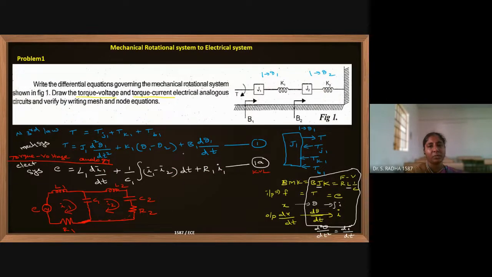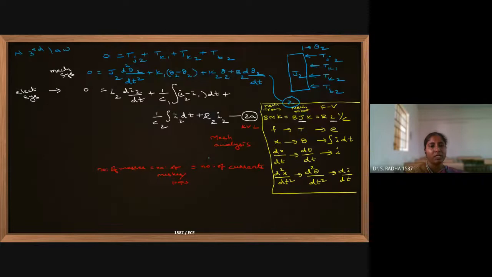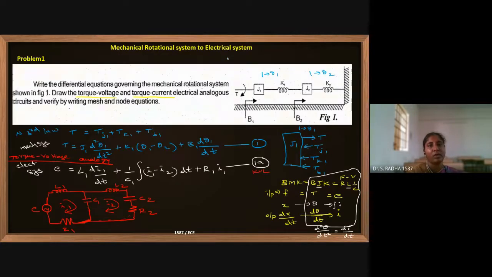J1, K1, B1 is there. So equation 1 is torque equal to J1 d square theta 1 by dt square plus K1 (theta 1 minus theta 2) plus B1 d theta 1 by dt. This is equation 1. I have just copied it as it is.